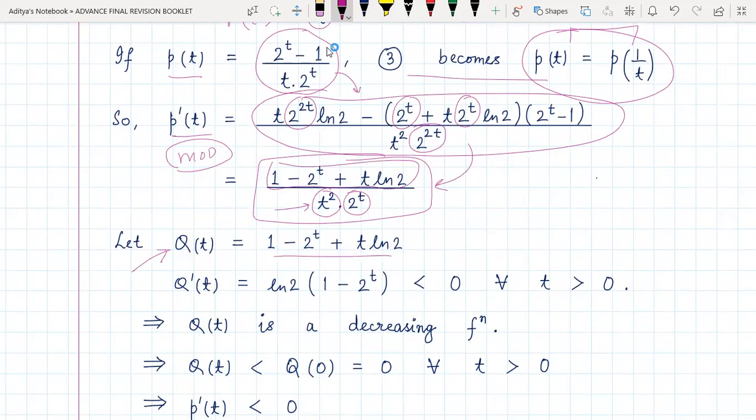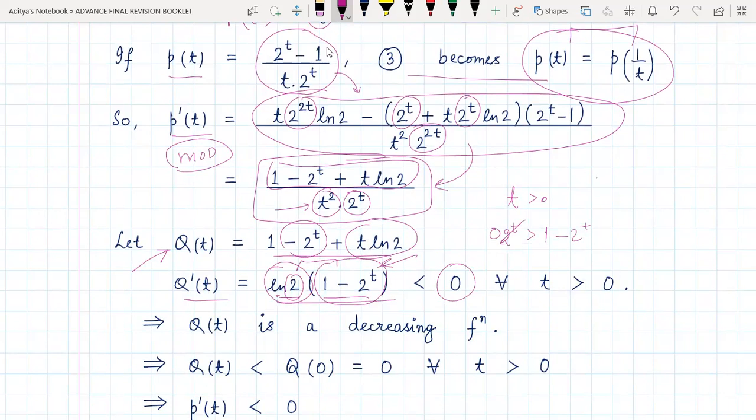It is easy to observe that q prime t comes out to be this quantity. We can just differentiate it, right? The derivative of this would be ln 2, and its derivative would be 2 pi t into ln 2. So ln 2 comes out common, and this is the quantity that we are getting. But since t was greater than 0, 2 power t would be greater than 2 power 0, which is 1. So 1 minus 2 power t would be less than 0. So this is a negative quantity. Ln 2 is obviously positive because 2 is greater than 1. So this product would obviously be negative, or less than 0, because of this being negative. For all positive t, this is going to hold true, right?